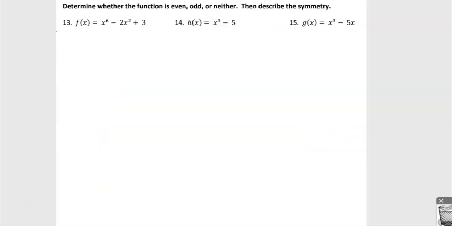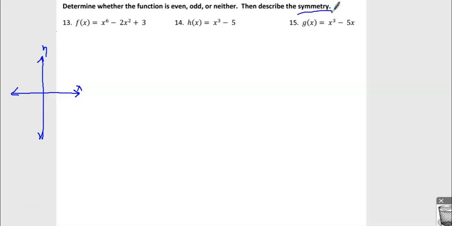Determine if the function is even, odd, or neither. Well, how do you determine if it's either one of these two things? We've already gone over this as well. One way to do it is you could look at the graph. So this is your y line, this is your x line, and you see if it's symmetrical about the x line, y line, or the origin. But this is also to tell if the function is even, odd, or neither, and then describe its symmetry.